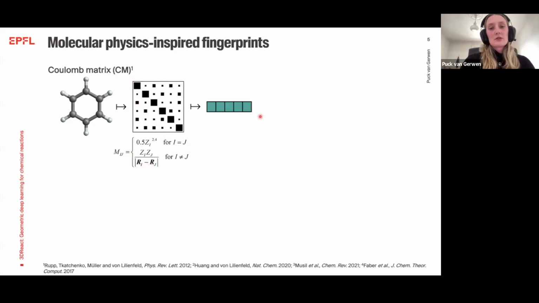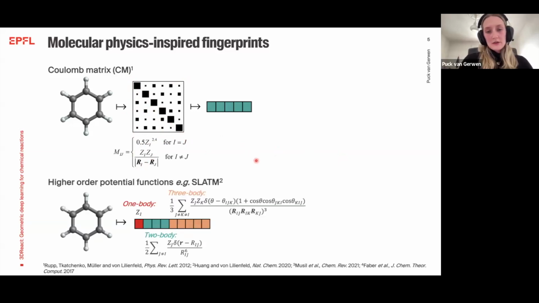And this can be used to construct a representation if, for example, you just keep the lower diagonal of this matrix. This was introduced more than 10 years ago, and other variations have emerged, which are variations on the same theme. For example, this featurization called SLATM takes not only a two-body interaction, an interaction between two particles, but also between three particles. And these are, again, physically inspired interaction terms, and these can be used to construct features.